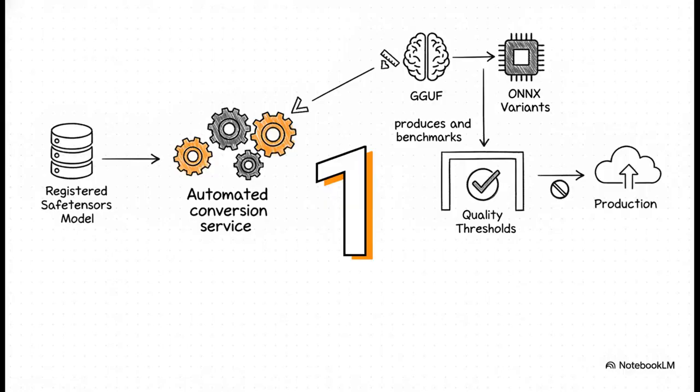This all really brings us to the ultimate scalable use case. Your goal as a platform engineer is to build exactly one automated conversion service. This single service takes a registered Safe Tensors model, produces and benchmarks your GGUF and ONNX variants, and only promotes those artifacts that actually pass your stringent quality thresholds into production.